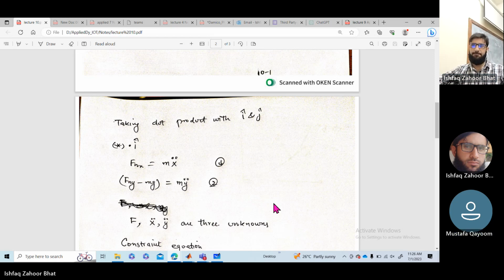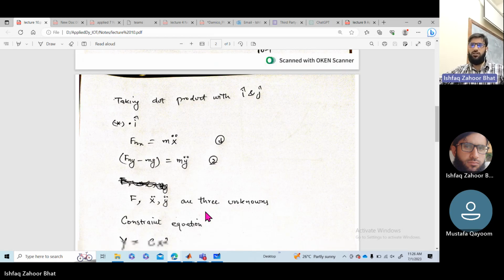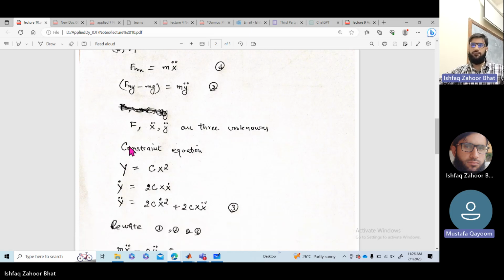Yes, sir. So that is why we take the help of the constraint equation. What was the constraint equation? y equal to cx square. We differentiate it to get the constraint in terms of velocity. So this is the constraint in terms of velocity, and the constraint in terms of acceleration is this. So this is the first, this is the second, and this is the third equation. Are you getting it? Yes, sir.